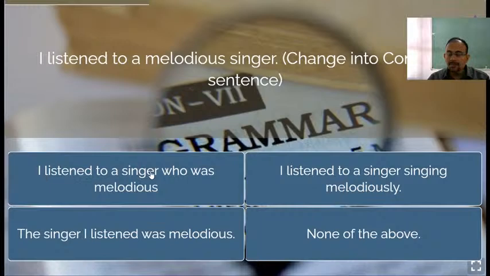So I listen to a singer is the principal clause because it is independent in nature, it is not depending on any part of the sentence. Whereas who was melodious is depending on the principal clause, because who was melodious does not make any sense on its own without this part of the sentence, I listen to a singer. Therefore it is a subordinate clause. Always remember, a subordinate clause has to always depend on the main clause, right? That is, I listen to a singer here. Okay, so dear students, this is one of the examples of the complex sentence, right?